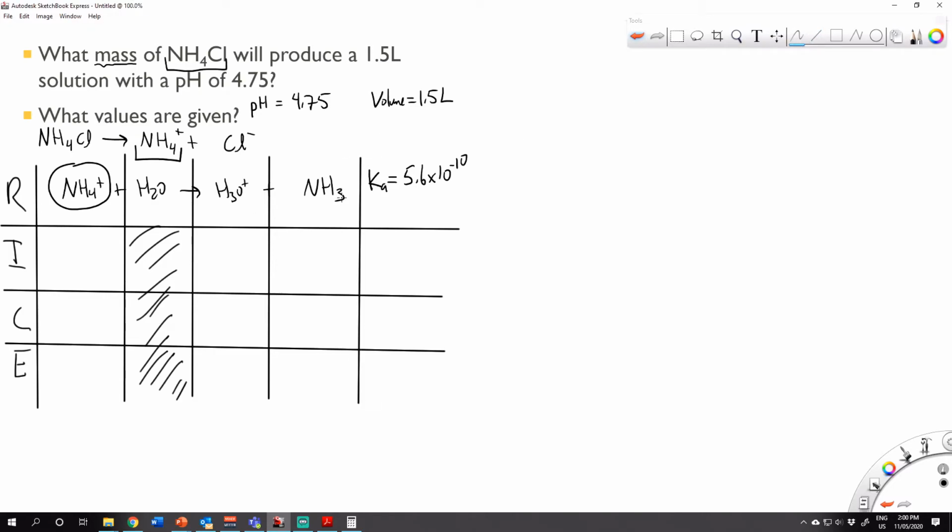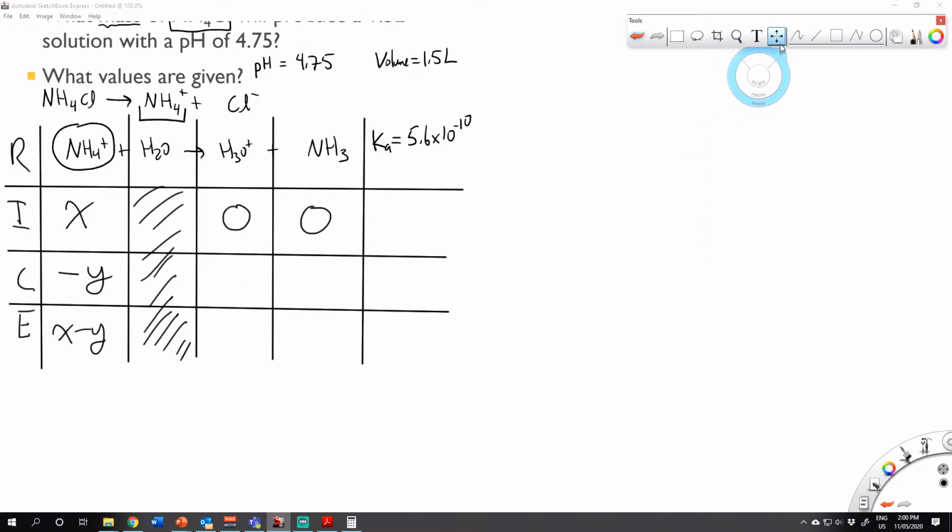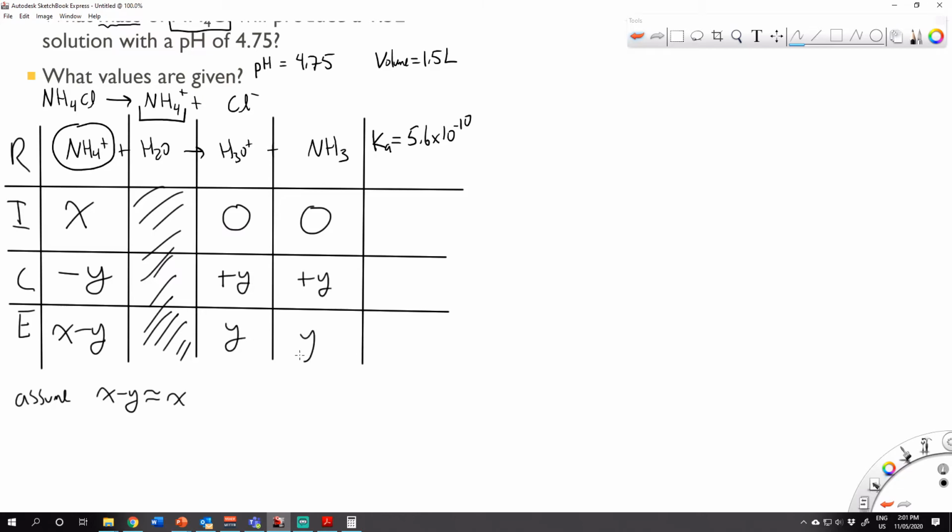All right, let's see. We do not know anything about the initial concentration. We know that this starts off at 0. This will require us to use two variables, unfortunately. So the change we'll call y. We're going to make that same assumption we did before: assume x minus y is approximately equal to x, so that it'll make our math easier. This will be plus y, this will be plus y, and these will be y.